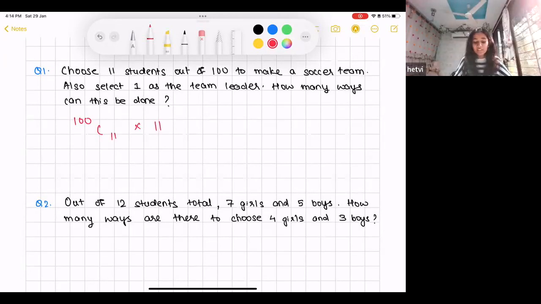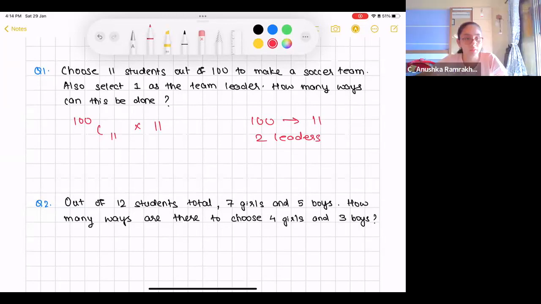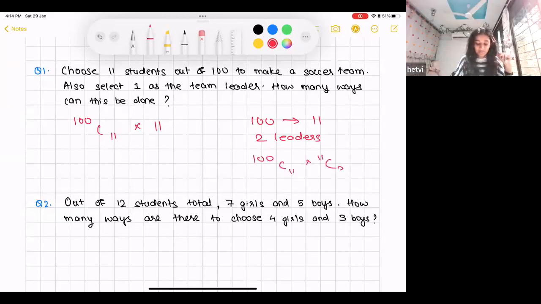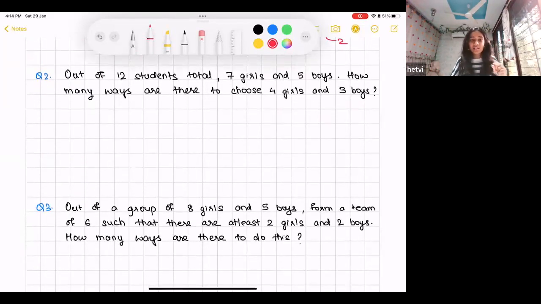Perfect. Okay, what if I change this question to we want 2 people who will lead the team? Out of 100, I still have to select 11, but we need 2 leaders. Then it'll be 100C11 times 11C2. Yeah, perfect. Okay, you guys are good at this. Read the next question.